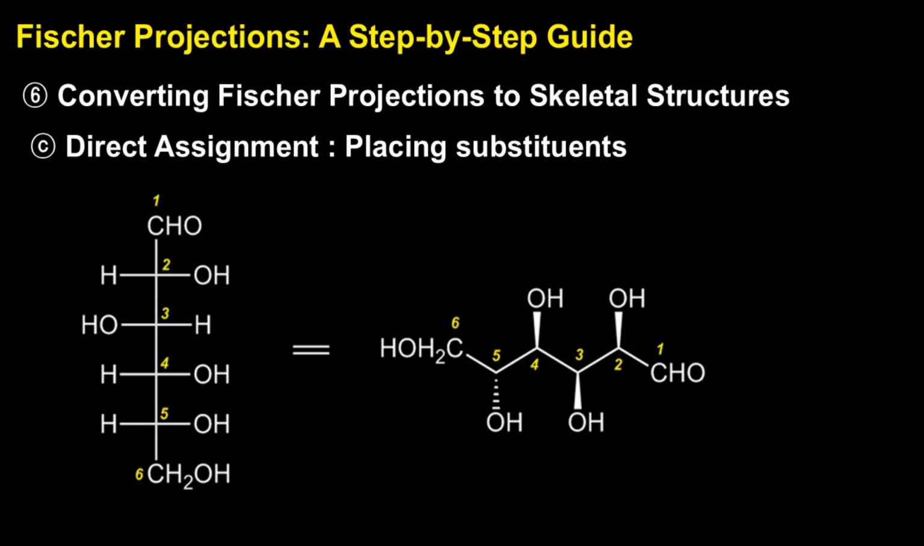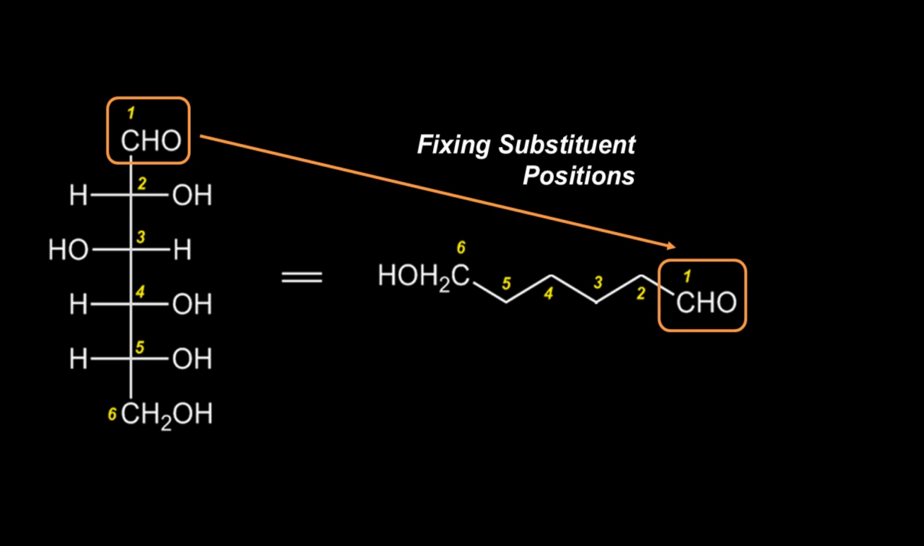An even simpler way to convert a Fischer projection into a skeletal structure is to just assign the substituents directly based on where they're positioned. Instead of going through complex configurations or rotations, you just look at the Fischer projection and place each substituent in the skeletal structure right where it belongs. It's a pretty intuitive method, and it saves time since you're not worrying about complex transformations.